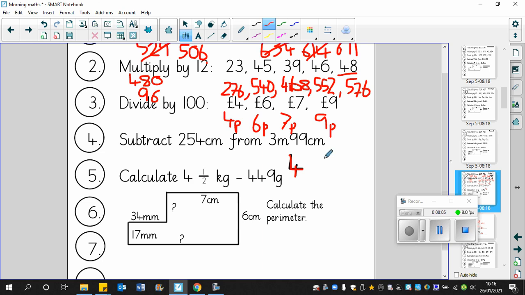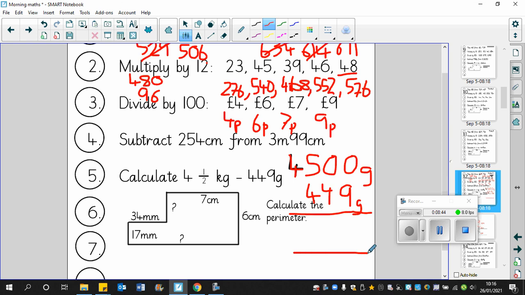So half a kilogram is 500 grams. Now this is where it changes from centimetres, because with centimetres, everything is multiplying or dividing by 100, and with kilograms and grams we're multiplying and dividing by 1,000. Right, so 4.5 kilograms is 4,500 grams, and now we've got to take away 449 grams. 449, and put a G there for grams.